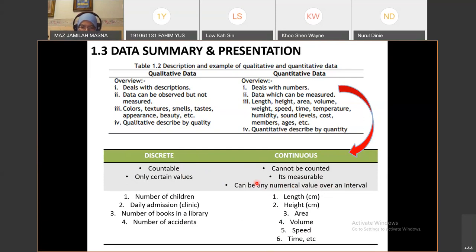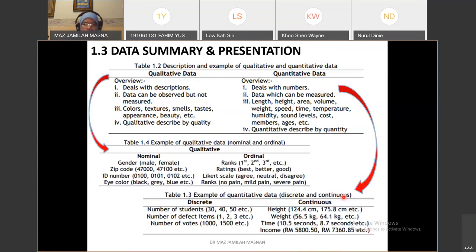What are the examples of continuous data? First, you can have length. You may have also height, area, volume, speed, time, temperature, or whatsoever for continuous data. This means that every single data that you want to have for this particular type must be measured.